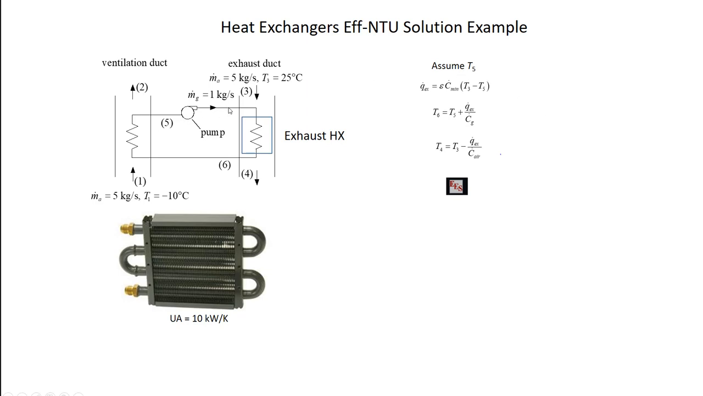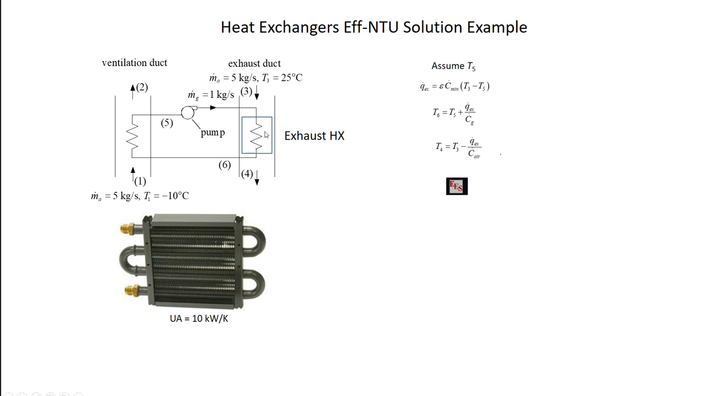So here I'm going to assume T5. Once I know T5, that tells me the, I guess this would be the cold fluid inlet temperature. And I know the hot fluid inlet temperature is T3. So the maximum possible rate of heat transfer in this exhaust duct would be the minimum capacitance rate times TH,in, which is this 25 degrees Celsius, minus TC,in, which is this T5, this cold ethylene glycol temperature. And then I multiply that by the effectiveness to get the actual rate of heat transfer that occurs in this exhaust duct.